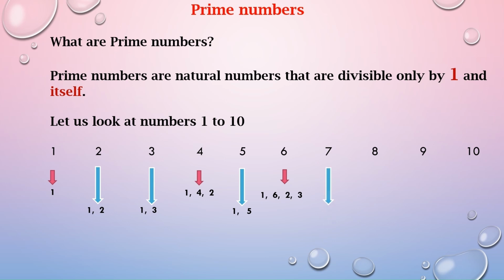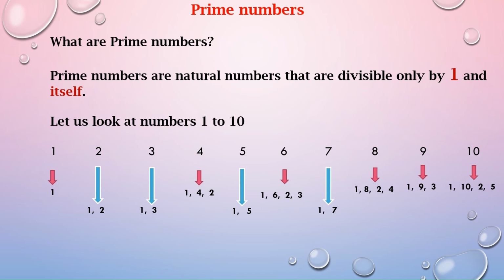The number 7 is divisible only by 1 and itself. 1 7s are 7. 8. 1 8s are 8. 2 4s are also 8, isn't it? So 8 has 4 factors. 9 is divisible by 1, 9 and 3. 1 9s are 9. 3 3s are 9. 10 is divisible by these numbers. 1 10s are 10. 2 5s are 10. So 10 has 4 factors.